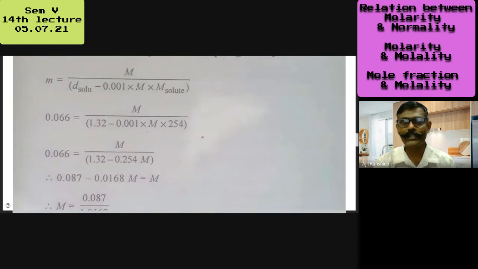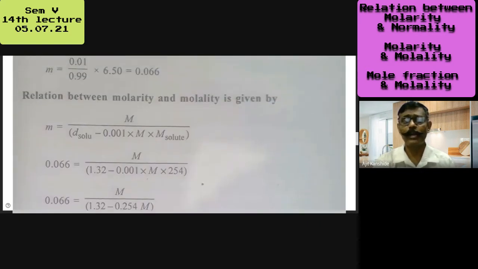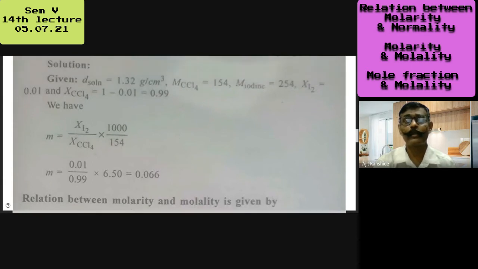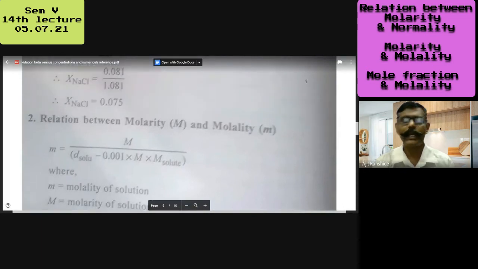So whatever we studied now, this is a relationship. With the help of that formula, you can find out the molarity of the solution if you know the molality, and for molality, this is on the basis of mole fraction. So let us study equation number 1 first, then you will come to know. And if problems are there, I'll discuss that.